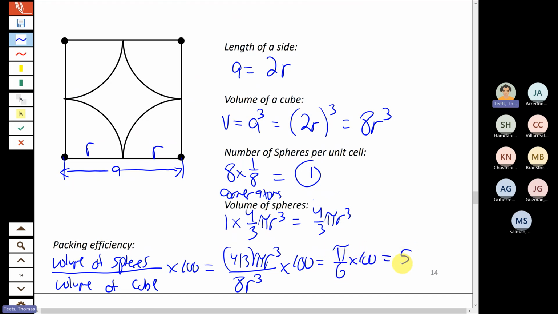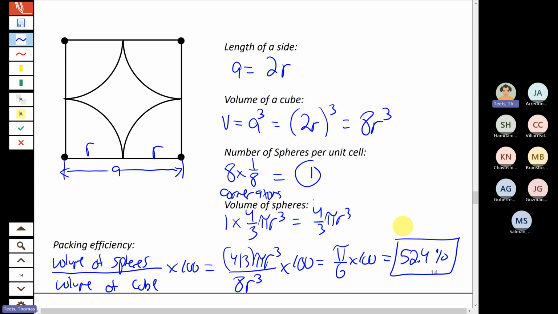which is 52.4%. So in a simple cubic structure, just over half of the volume is occupied by the atoms in the unit cell. The rest is empty space. So that's the first one we're going to cover. Again, we're going to summarize a lot of the important information later on, but in a simple cubic structure, you just have one atom in each corner. And with this derivation, you come up with a packing efficiency of 52.4%.